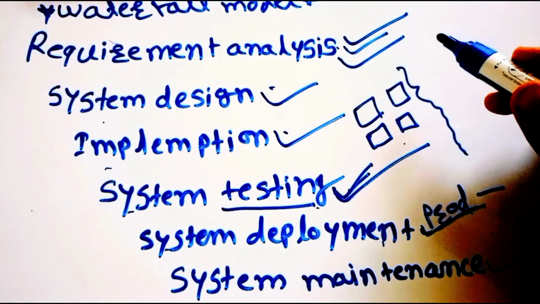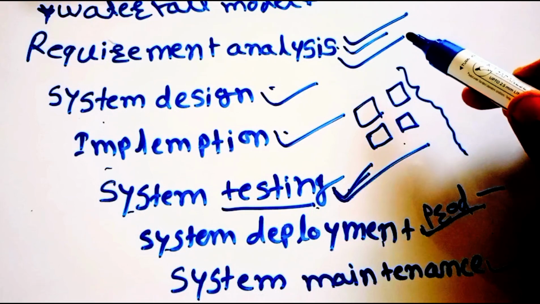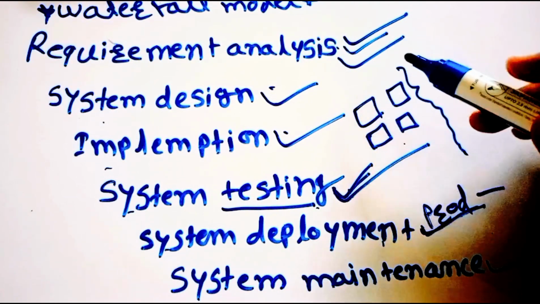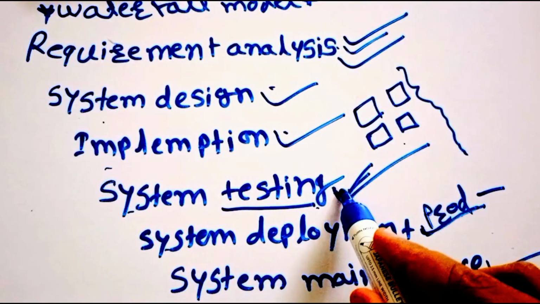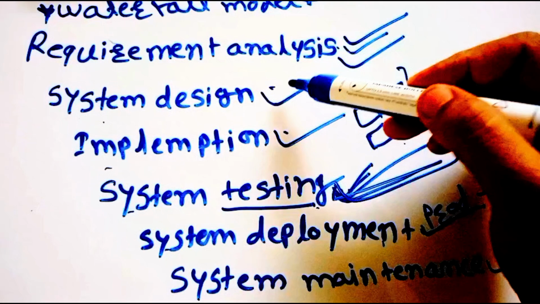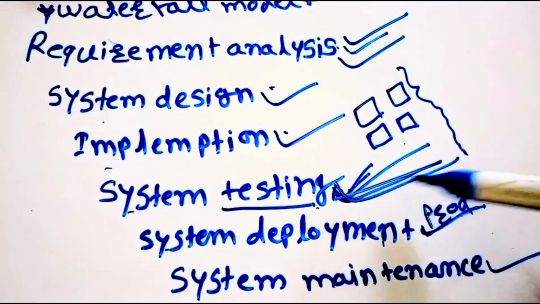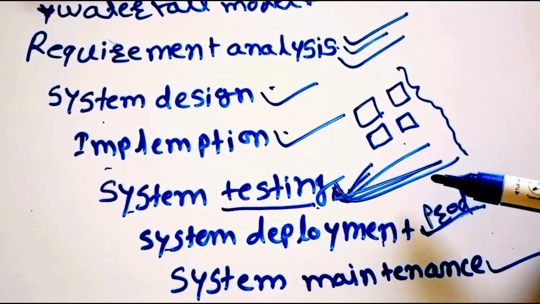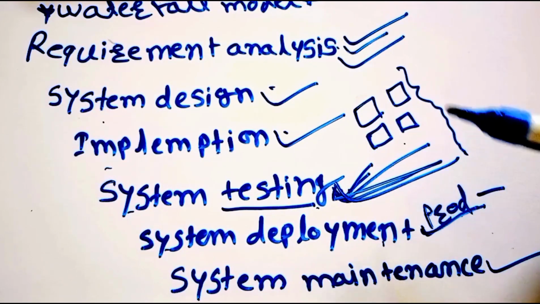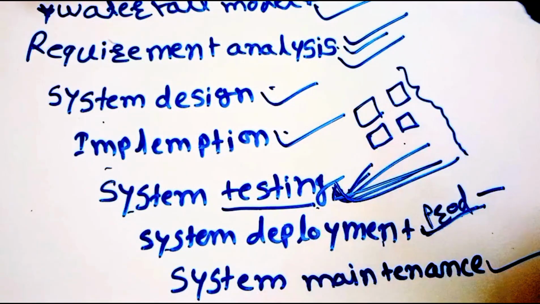But there are some cons also, like inflexibility to changes and late detection of issues. At this stage, we found defects. This is very late: after three phases, we found defects in system testing. It is also not ideal for complex and dynamic projects. These are our cons, and this is all about the waterfall model.